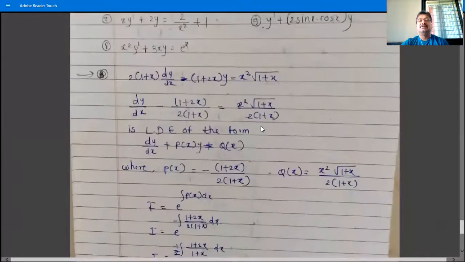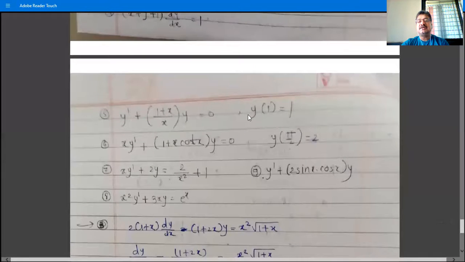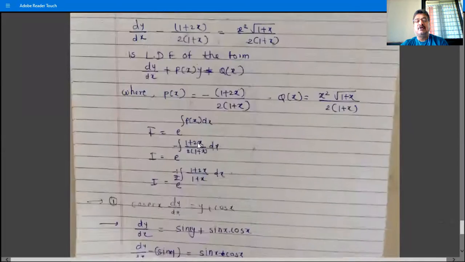So these are some problems for homework. Here the initial condition is given. So first obtain the solution of this differential equation and then use this condition. So what is the condition? y(1) is equal to 1 means what? y is 1 if x is 1. So substitute x is equal to 1 and y is equal to 1 in the solution of this differential equation, in the final answer, and find the value of c.